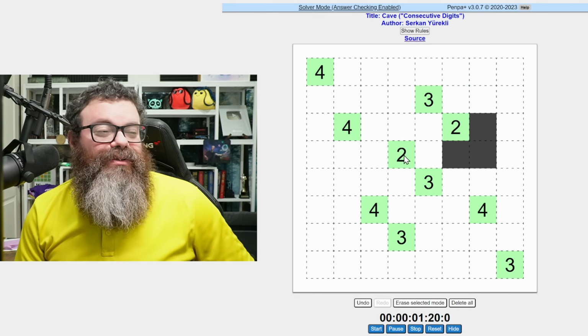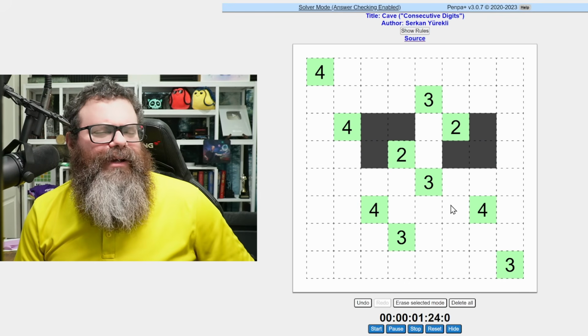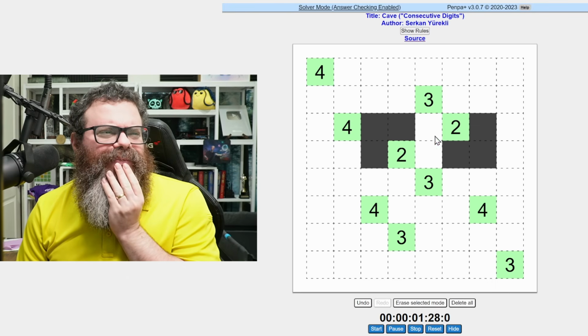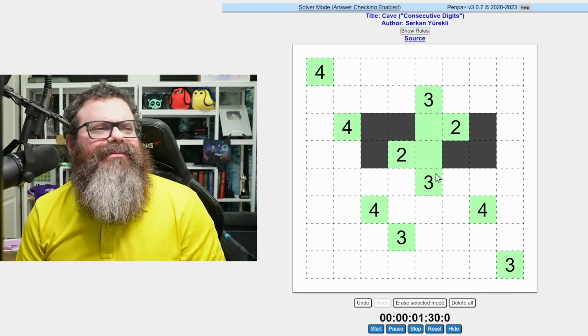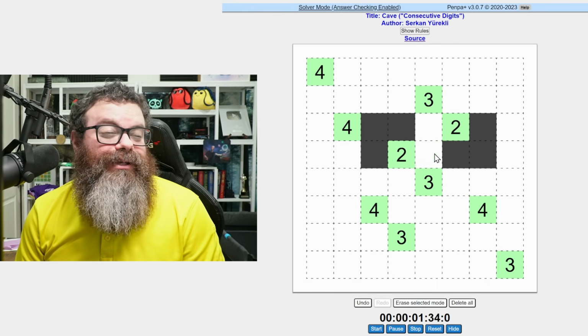All right, I believe this 2, 3 is going to do the same thing, so we can just mark those. All right. So I'm noticing in between here, we can't connect these 3s to each other. If we did that, then we would have 4, not 3. So one of these is shaded.